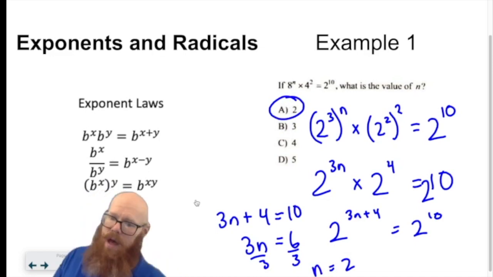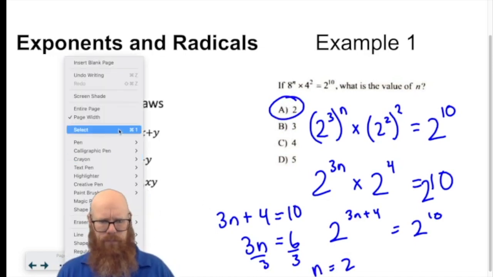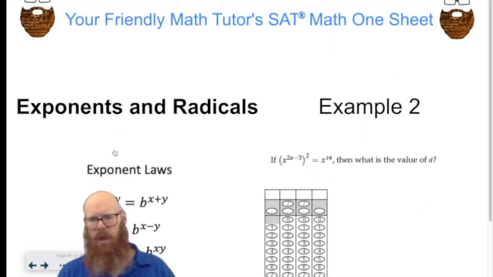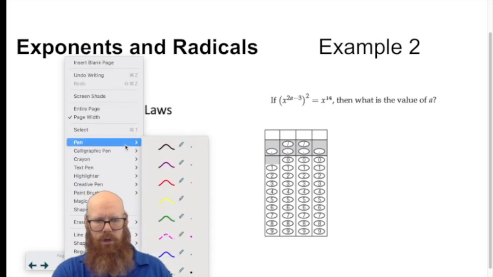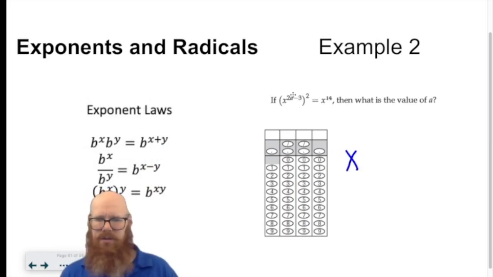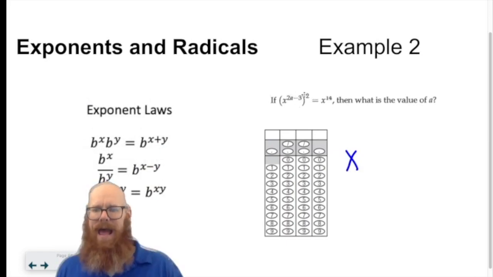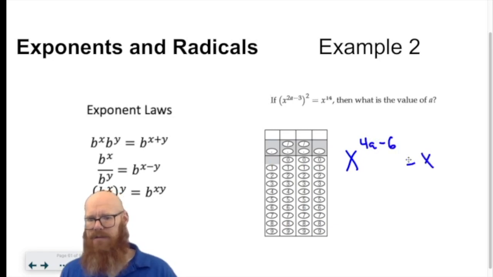All right, so that's one way for us to use our exponent laws. Let's take a look at another example. So in example 2, we're going to use the power to a power property again. So we have x to the 2a minus 3, all to the second power, which means the exponent 2a minus 3 has to be multiplied by 2. And then I have to distribute. So I really get x to the 4a minus 6 equals x to the 14th.